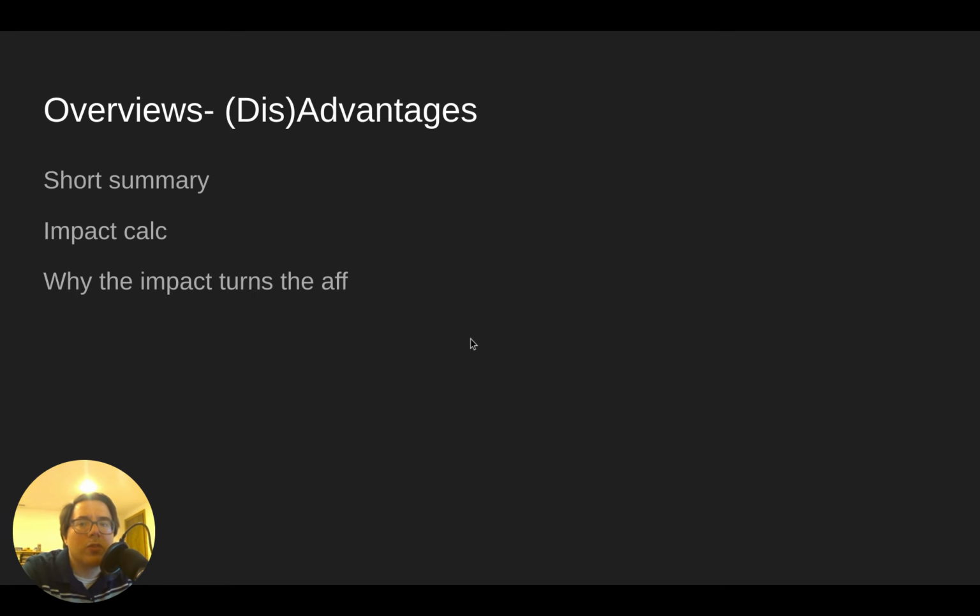Then there are overviews for disadvantages. These are pretty simple. They are going to be a short summary of what the disad says, hopefully in less than 3 sentences. Sometimes you will do impact calc if you think that your impacts are really big and should come before everything else in the debate. And if you can talk about why the impacts to the disad turn the AF, that is always a super good thing to have there as well.